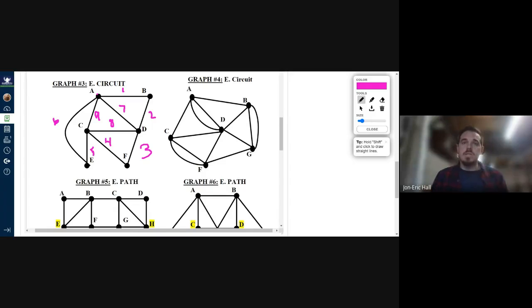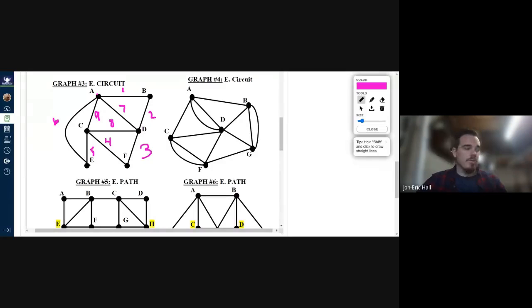Looked complicated, but it's actually less edges than the one we've done in the past. There you go. There's a Euler circuit. Hopefully that makes sense. But we have to start and end at A because that's what the instructions told us to do. Let's look at graph number 4.